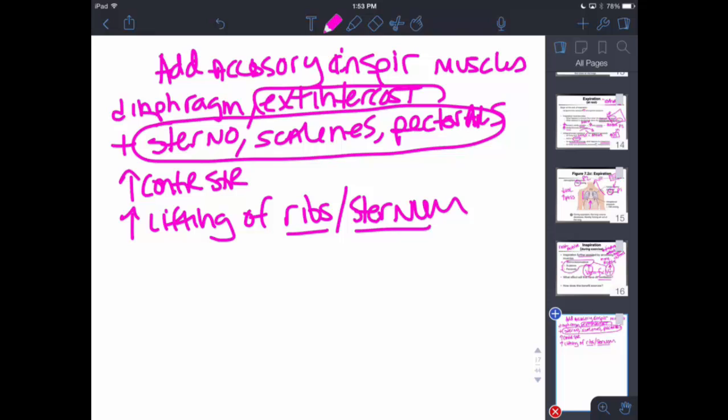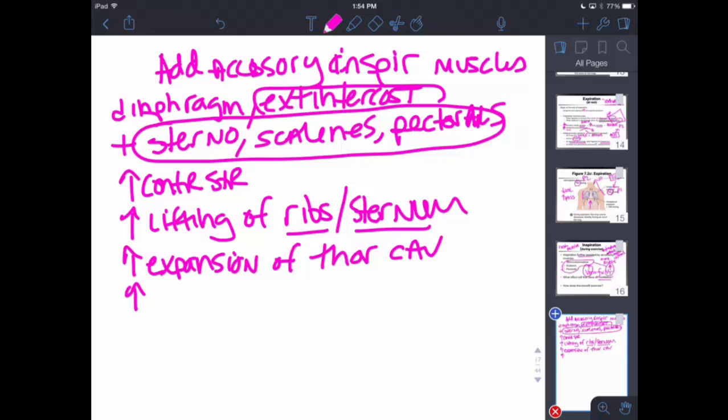So if you have a greater lifting of the ribs and the sternum, you're going to have a greater expansion of the thoracic cavity, which means you're going to have a greater expansion of lung volume. Remember, because of the suction, the lungs are going to expand if the thoracic cavity expands. So if the thoracic cavity expands more, the lungs are going to expand more, so you're going to get a greater increase in lung volume.